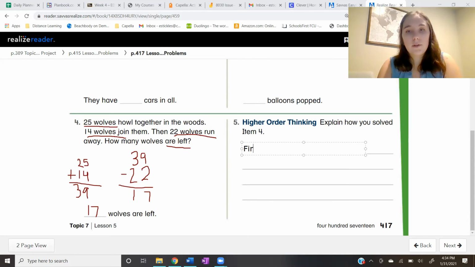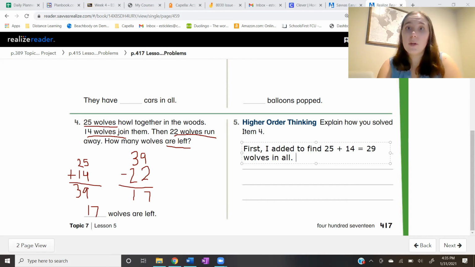We're going to say, first, I added to find 25 plus 14 equals 39. 39 wolves in all. And remember, if you need to pause me, you can pause me to catch up with me when you're done.